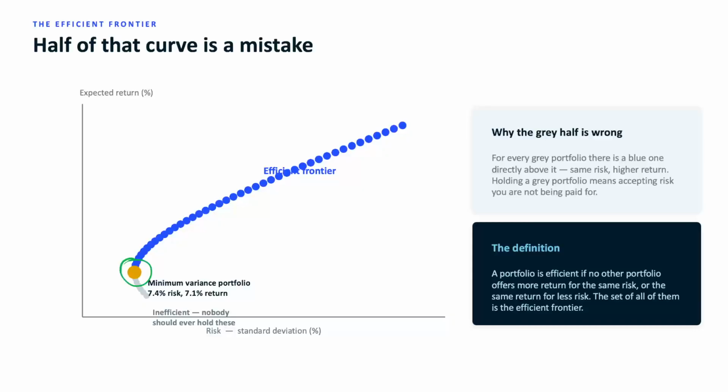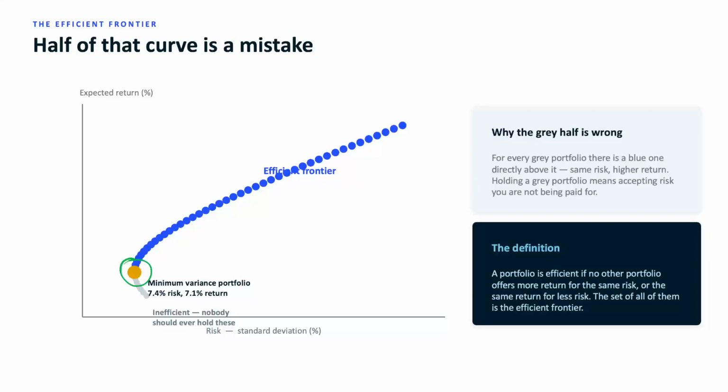Now compare the two halves. Everything above that point, the blue section, is fine. As you take on more risk, you get more return. That's a fair trade. Everything below it, the gray section, is a mistake. And here's the proof. Pick any gray portfolio. Now look straight up. There's a blue portfolio directly above it. Identical risk, higher return. Why on earth would you ever hold the gray one? You are lowering your return and increasing your risk. So we throw the gray half away. What is left? The blue section from the minimum variance portfolio upward. That is the efficient frontier.